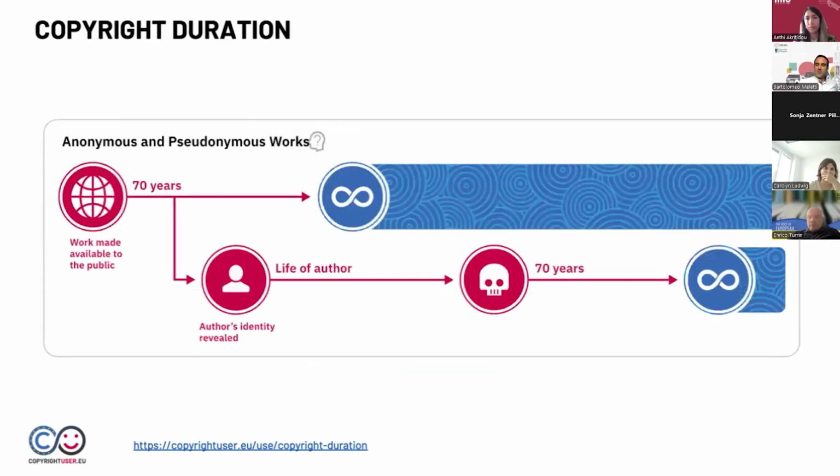For other types of works, the life of the author doesn't matter in terms of duration. That's the case, for example, for anonymous and pseudonymous works. For those kinds of works, the term is 70 years after the work is made available to the public. However, if during those 70 years the author's identity is revealed, then the normal life plus 70 applies. Again, I realize it can be quite a lot of information, but all of that is made accessible on copyrightuser.eu.